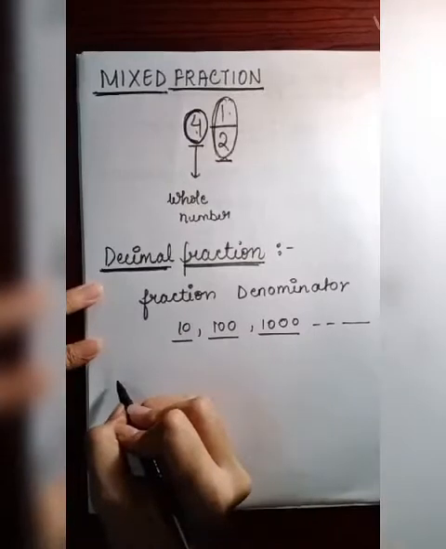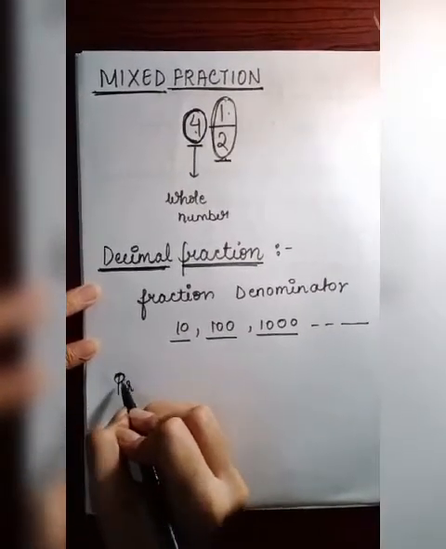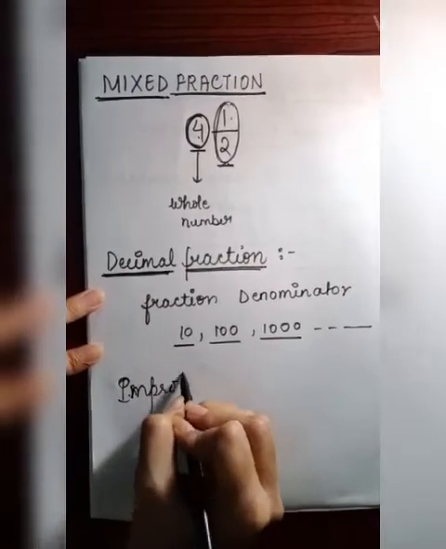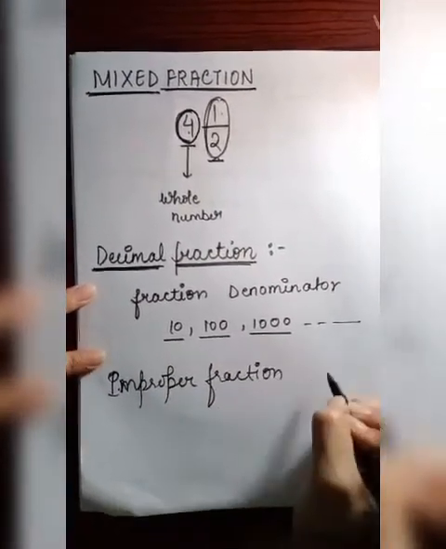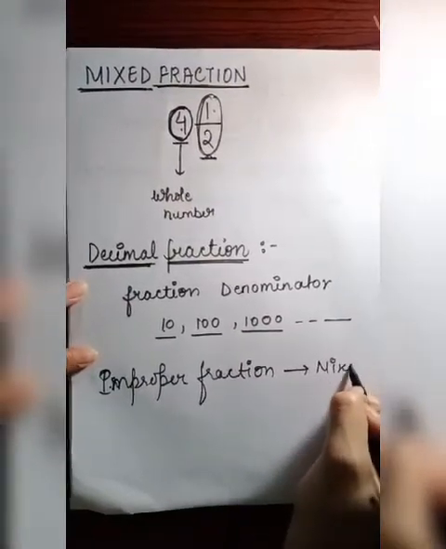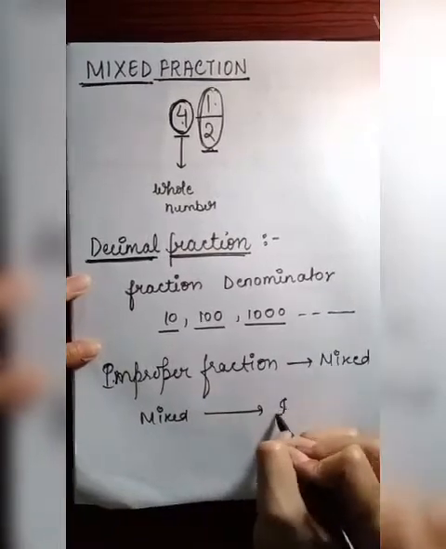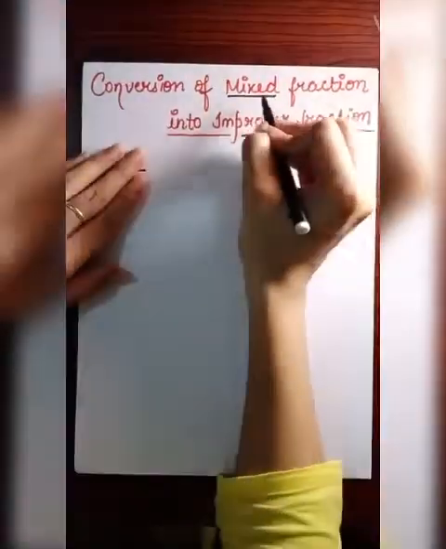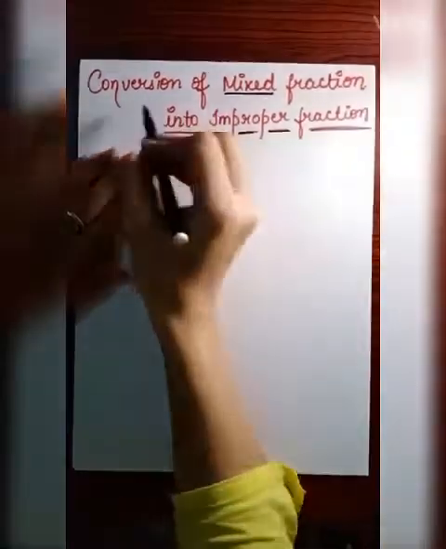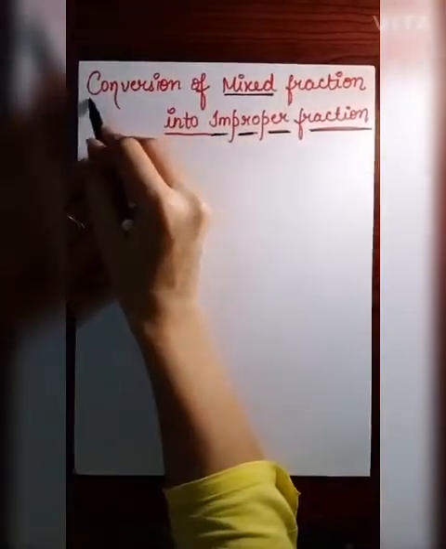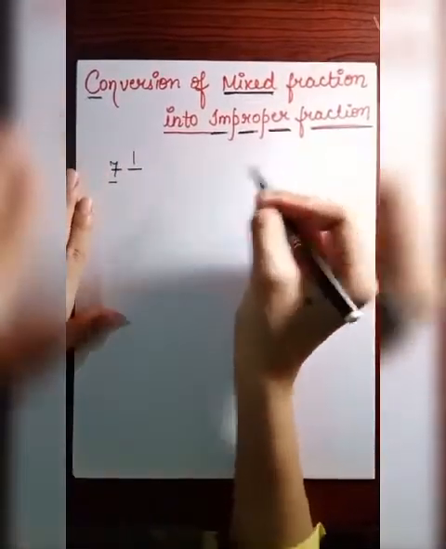Now we will learn how we will change an improper fraction into a mixed fraction and vice versa. That is, a mixed fraction into an improper fraction. Now we have learned about the mixed fraction and improper fraction. Let's learn about their conversion. We will learn about conversion of mixed fraction into the improper fraction.